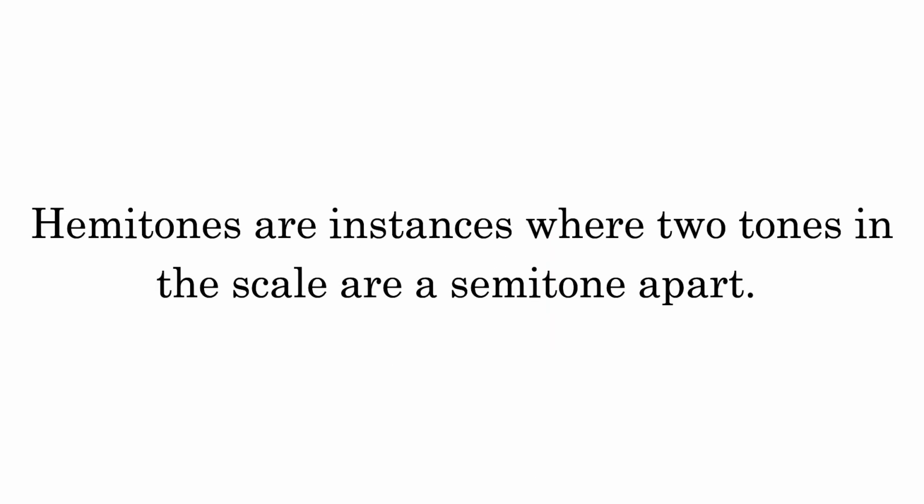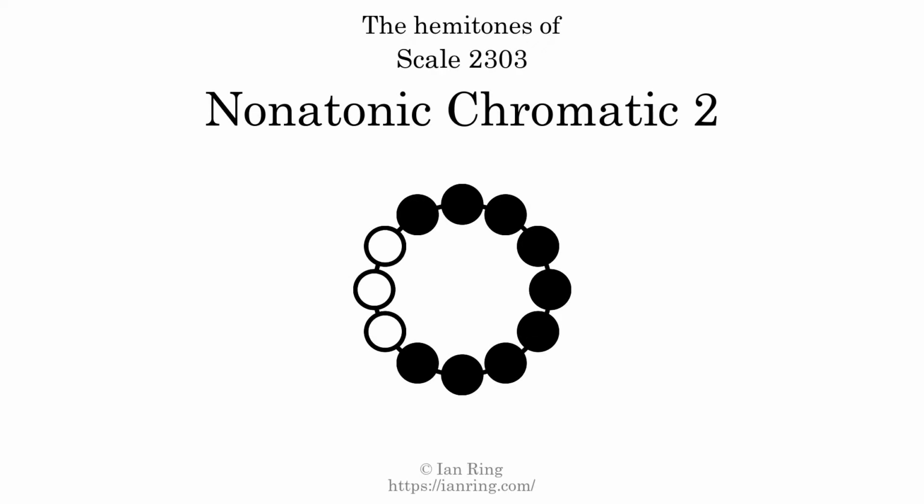Hemitones are instances where 2 tones in the scale are a semitone apart. This scale has 8 hemitones. They are at positions here, here, here, here, here, here, here, and here.